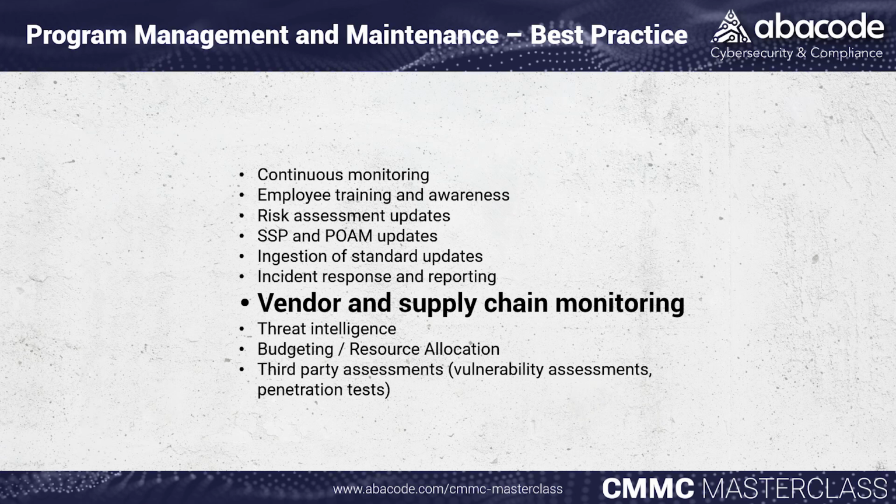Continuous monitoring should also include monitoring of vendors and your supply chain. Regularly evaluate and verify that subcontractors and suppliers handling CUI meet the required level of CMMC certification. Assure that they also remain compliant with NIST 800-171 requirements.